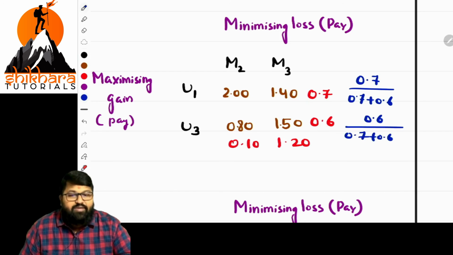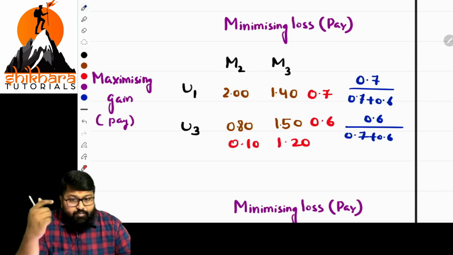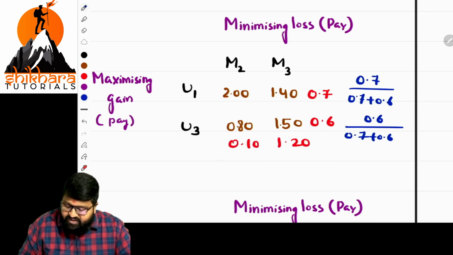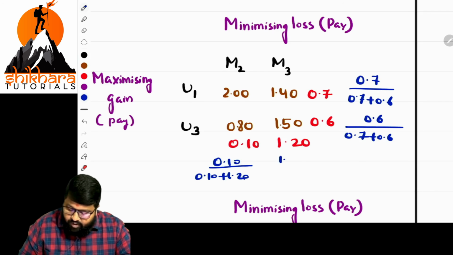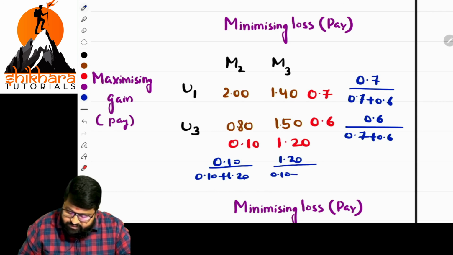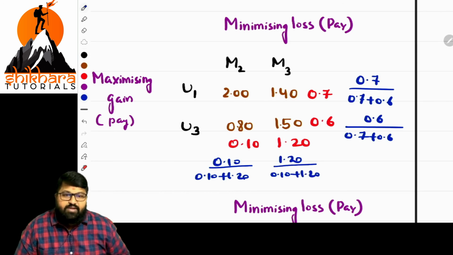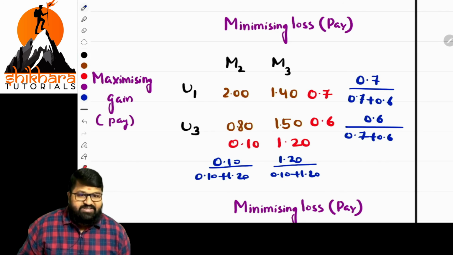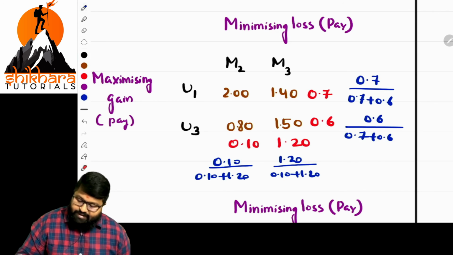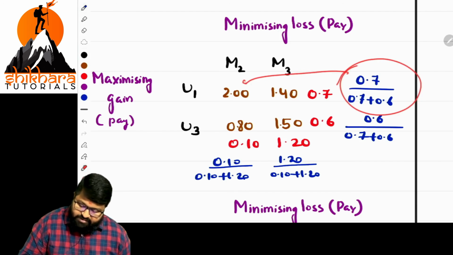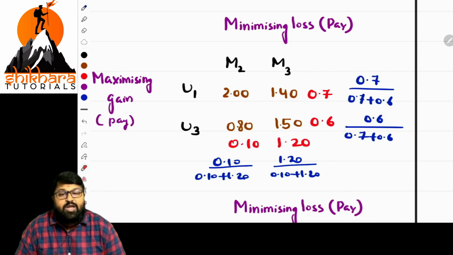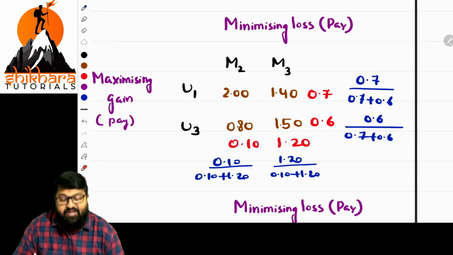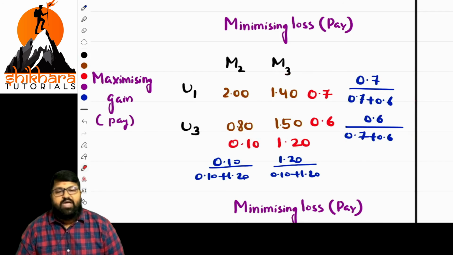Now, how to calculate the probability for M2, ma? M2 is very easy, sir. Just 0.10 by 0.10 plus 1.20. The same way, 1.20 by 0.10 plus 1.20. That's the probability part. Once the probability is done, just multiply this value with this plus this value with this. You get the value of the game. Am I clear, ma? Value of the game is very, very easy once you calculate the probability part.